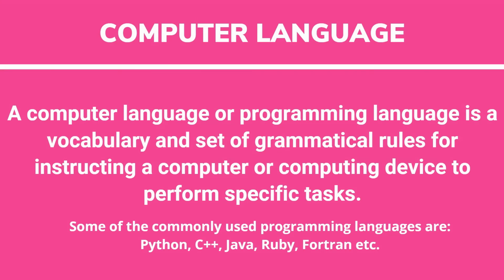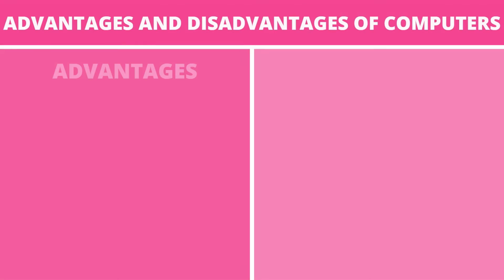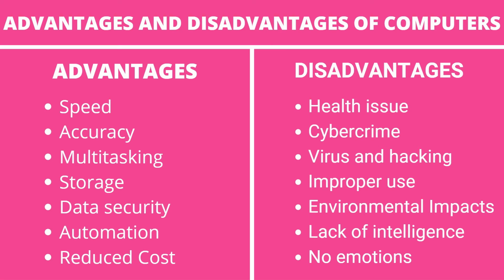Next, we will understand what is a computer language. A computer language or programming language is a vocabulary and set of grammatical rules for instructing a computer or computing device to perform specific tasks. The computer understands only zeros and ones. As it is hard to type programming languages with just zeros and ones and needs more effort to interact with it, we came up with programming languages like Python, C++, Java, Ruby, and Fortran. These programming languages are easier to interact with and convert our commands to machine language that computers can easily understand and read.